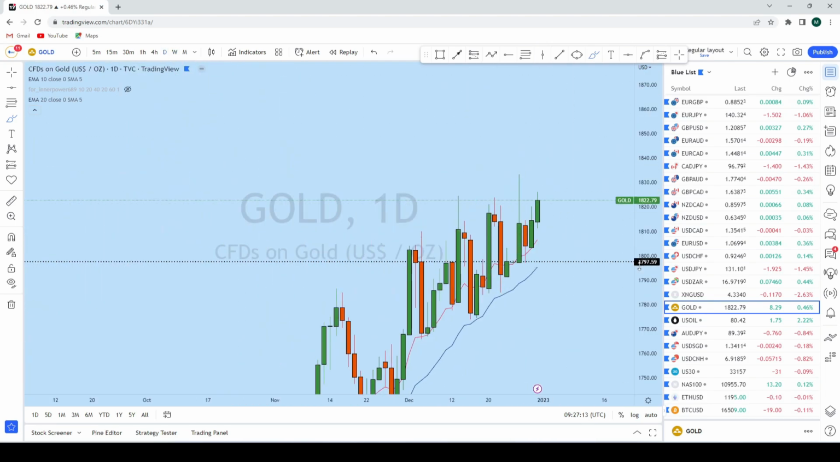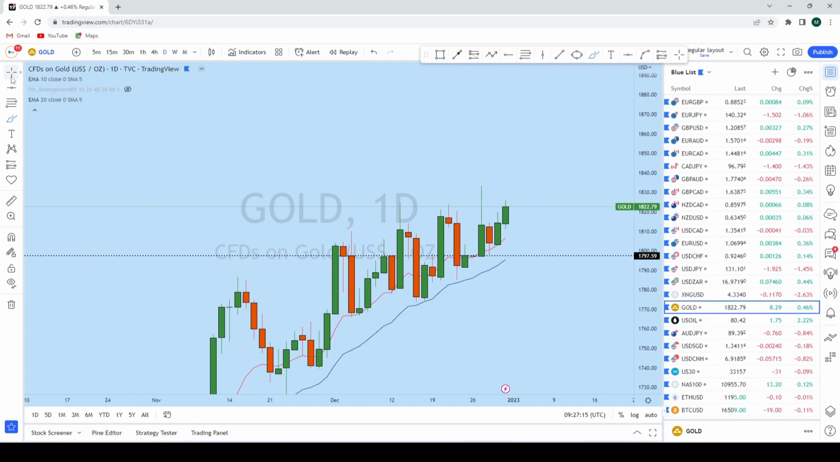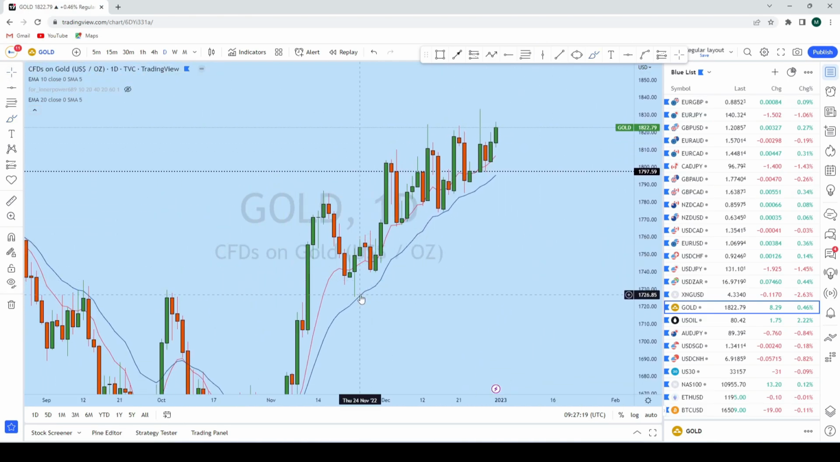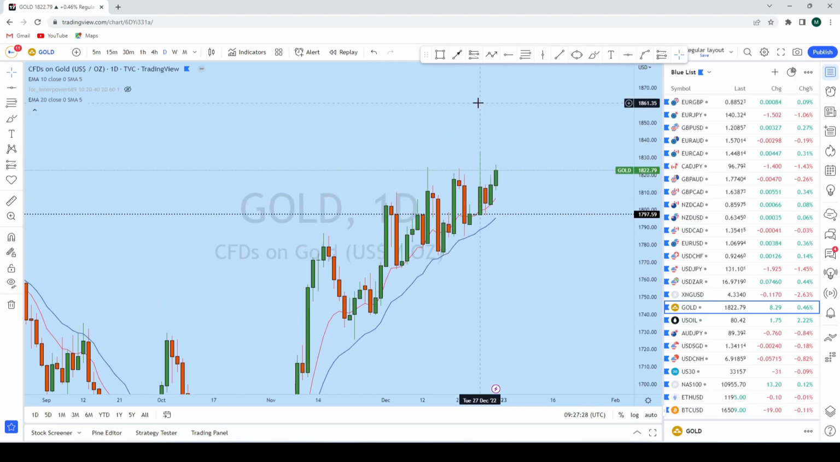If you look at the daily perspective, we see that gold has created typical bullish price action. You can see the price was respecting this 20 EMA on the daily perspective. Just touching this 20 EMA, we have seen that gold in fact has risen from here.